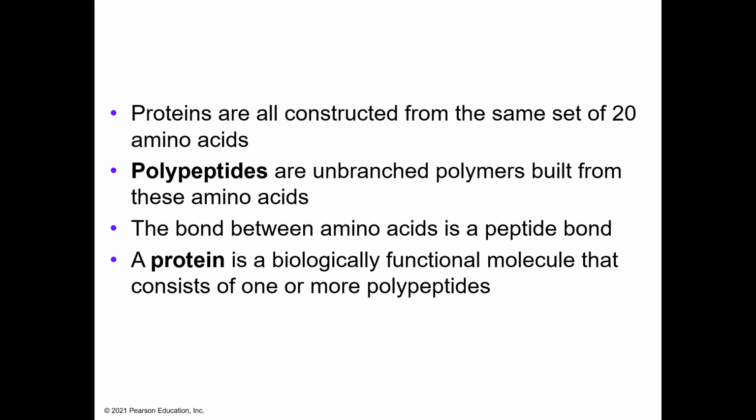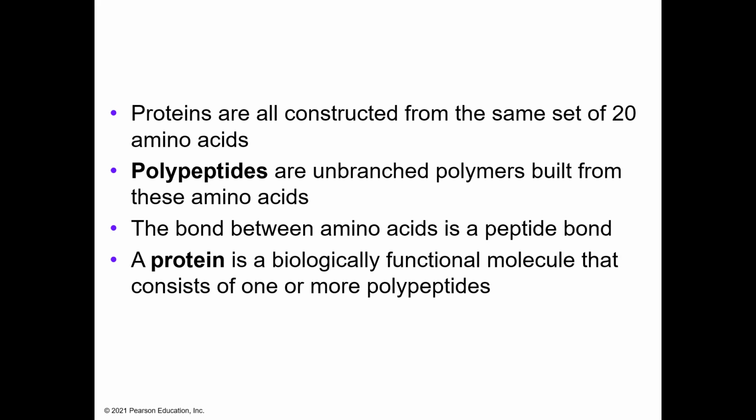And so proteins are constructed from the same set of 20 amino acids. And these amino acids form the monomers of the polymers of proteins. Polypeptides are unbranched polymers built from these amino acids. Okay. The bond between amino acids is called a peptide bond. It's just given a different name to recognize that when we're talking about bonding of amino acids, you can just say a peptide bond.